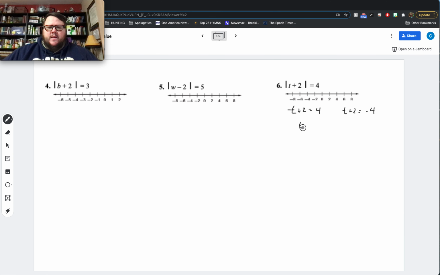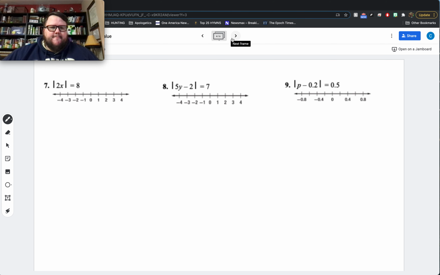Then I'll finish this one. Subtract 2 from both sides: t equals 2. Subtract 2 from both sides: t equals negative 6. Then I plot them, negative 6 and 2. And you're just doing that for those other ones.